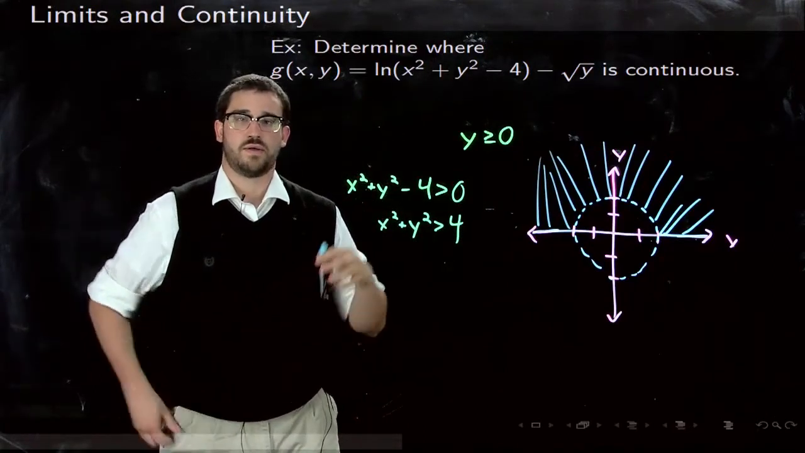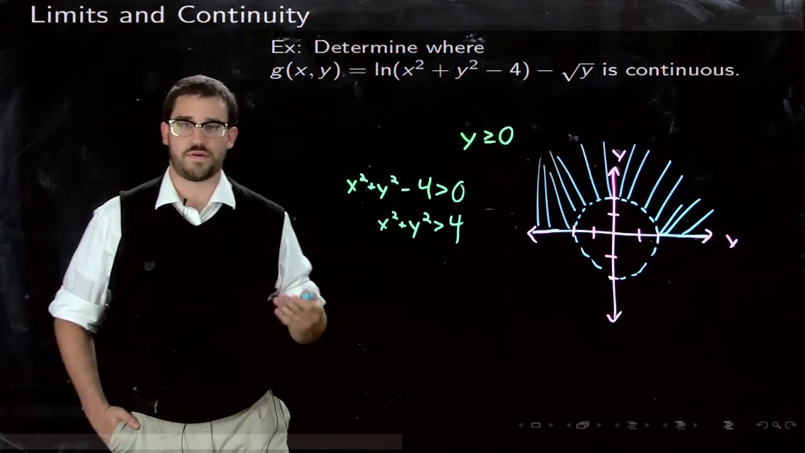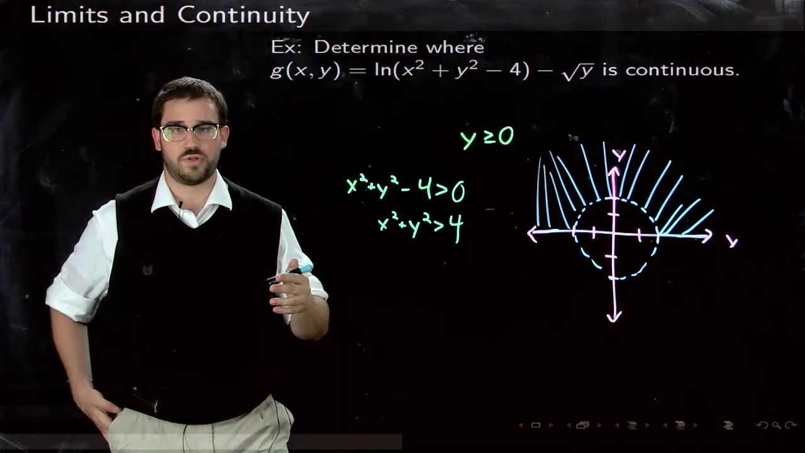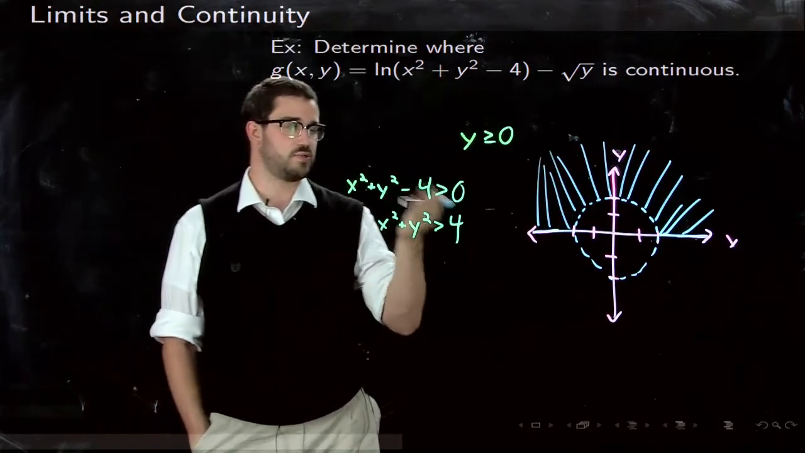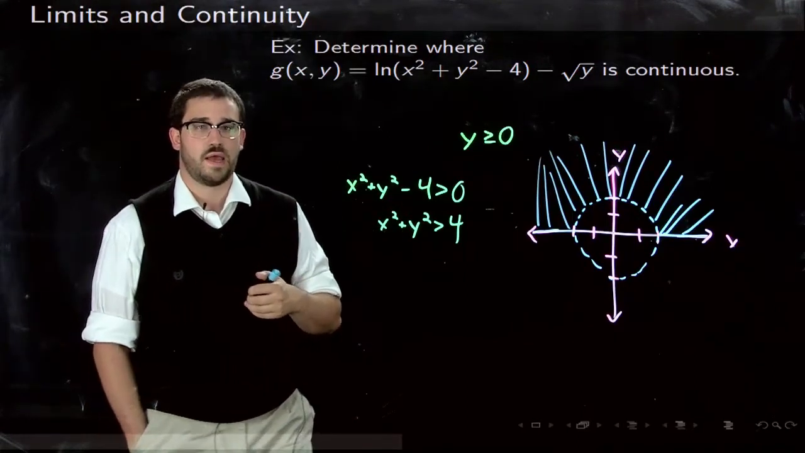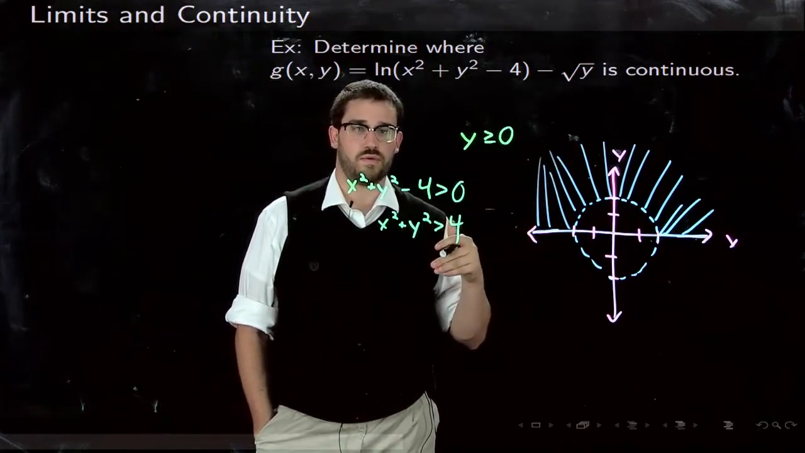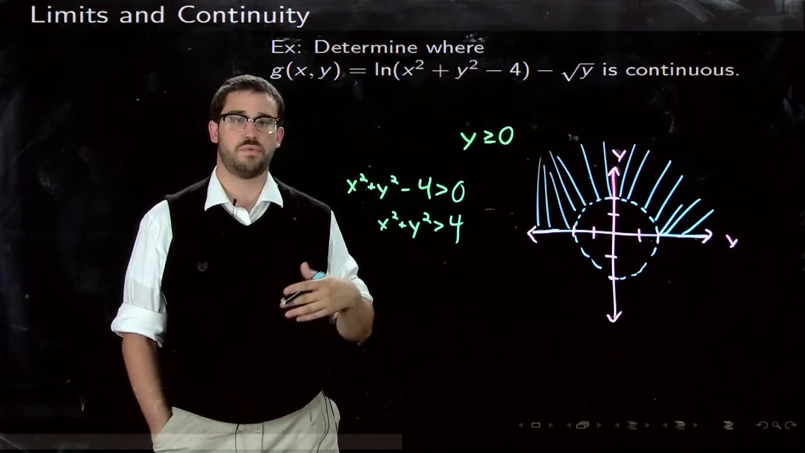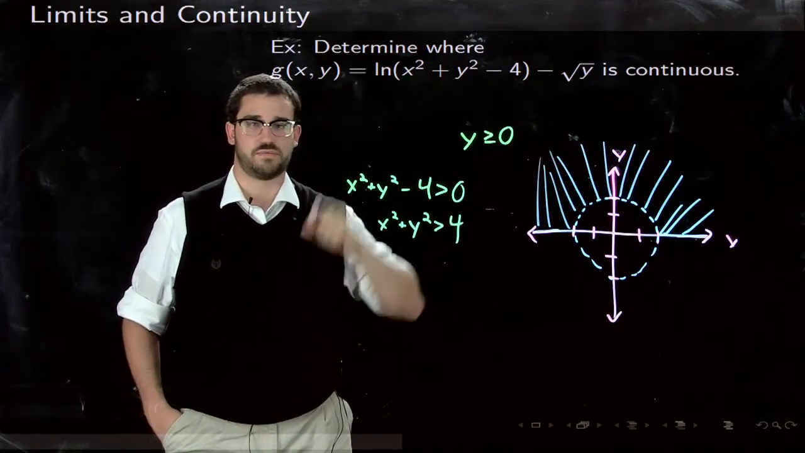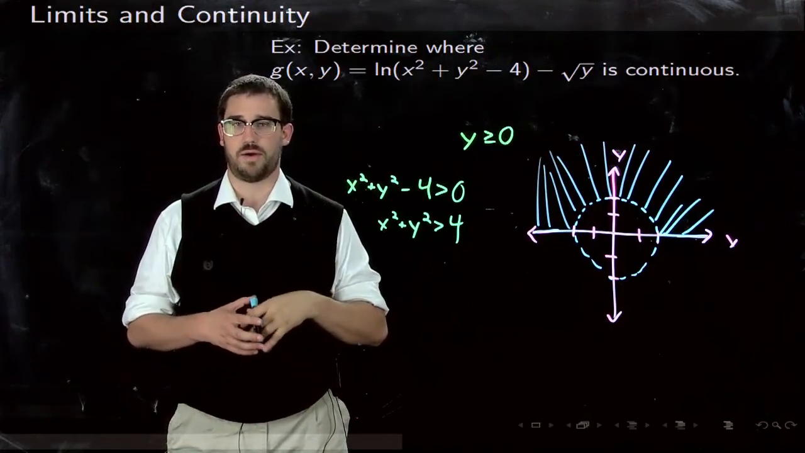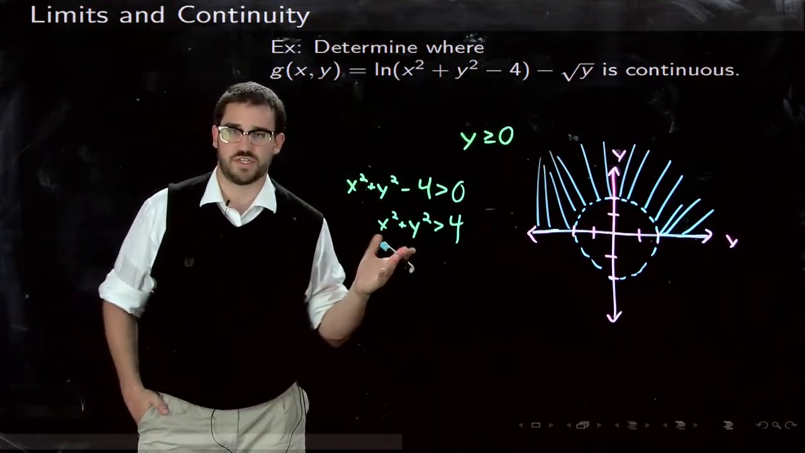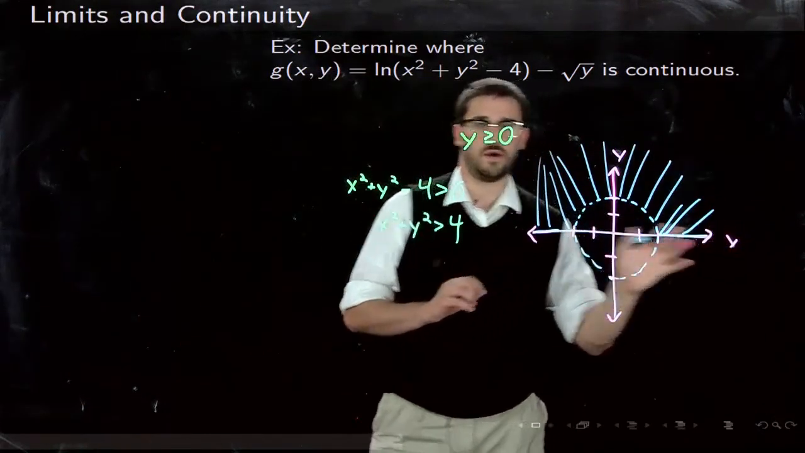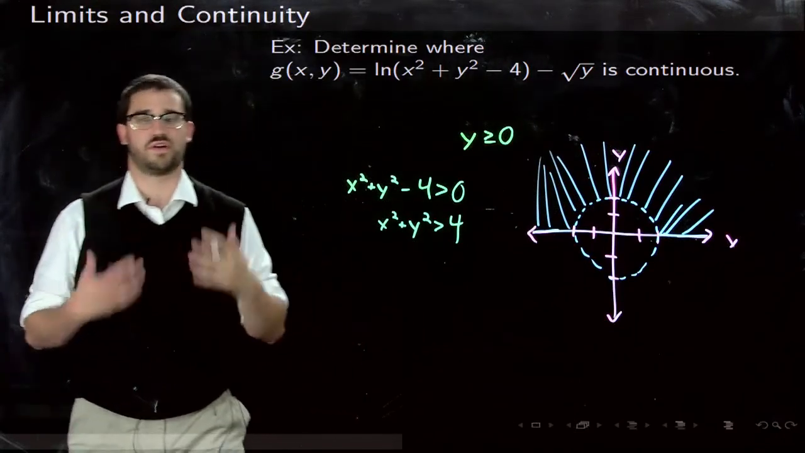And in fact, that defines where this is continuous, because natural log is continuous as long as we have a value greater than 0 here. And then the square root of y is also continuous as long as we are greater than or equal to 0. And we have just some subtraction, which is all we care about because the sum of continuous functions is continuous. So in this domain here, that is where we have a continuous function.